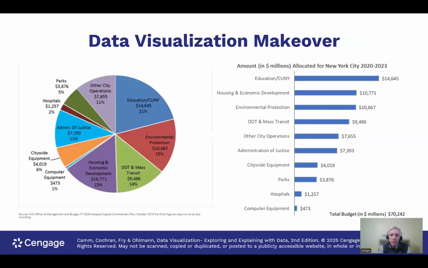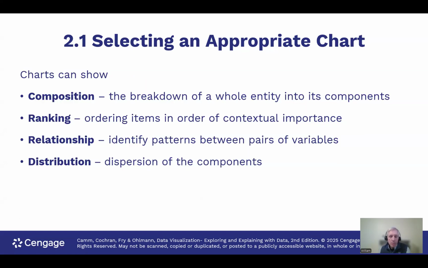Okay, here they're ranked also. They can show relationships, identifying patterns between pairs of variables. This doesn't do that. This isn't a paired XY chart. Or they can show distribution, the dispersion of the components. We're going to go through those separately.